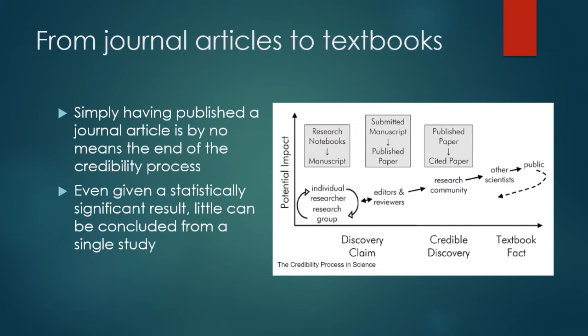But of course, getting published is great, but it's not the end of the credibility process. I would insist that just having one, even a statistically significant result with a large effect size, shouldn't be considered conclusive evidence that something is true. One study shows that something is maybe true. One study cannot show that something is definitely true. So this is why the credibility process doesn't end at publication. Even if it's made it through peer review, there's a long road to get from there to, A, being cited, and B, getting into a textbook.